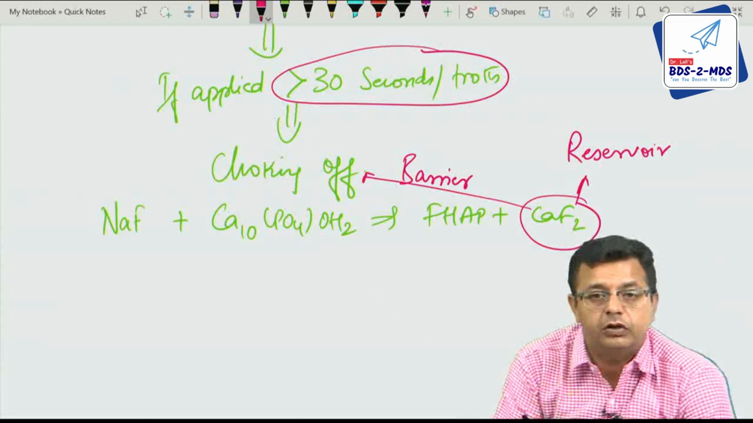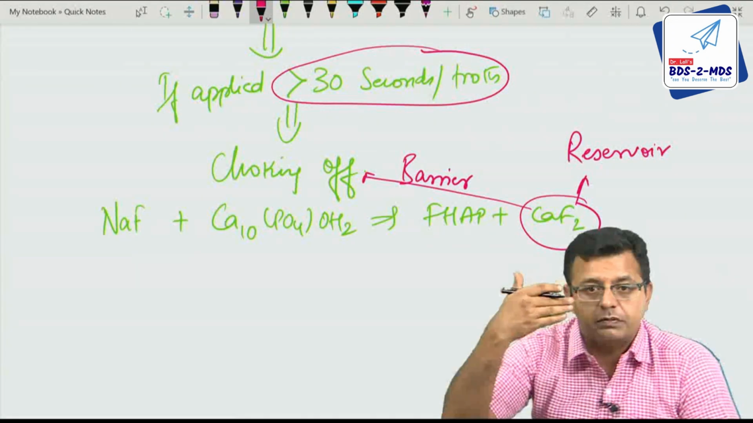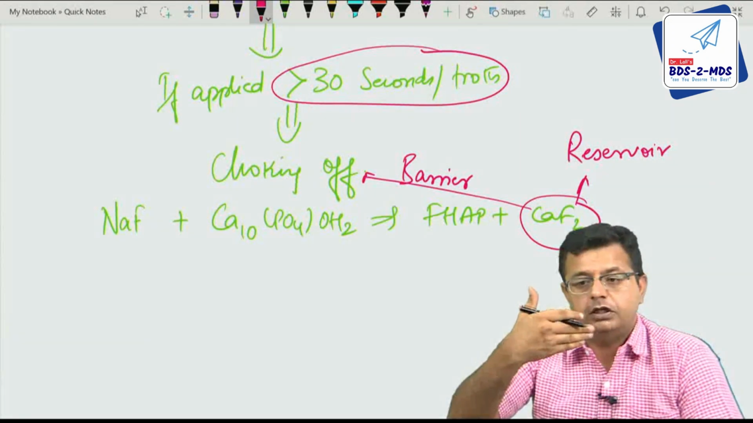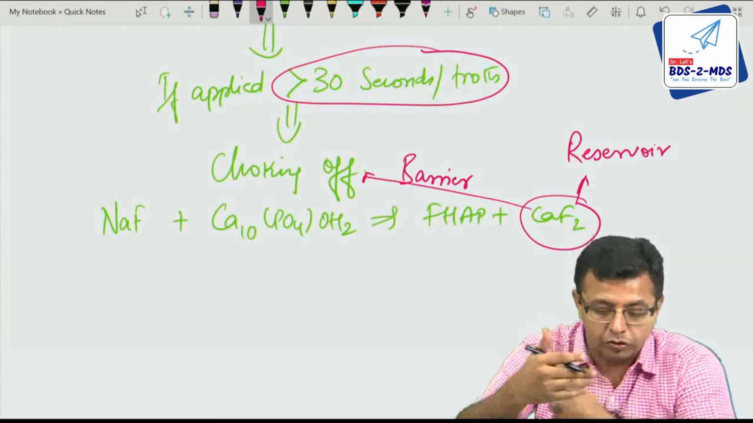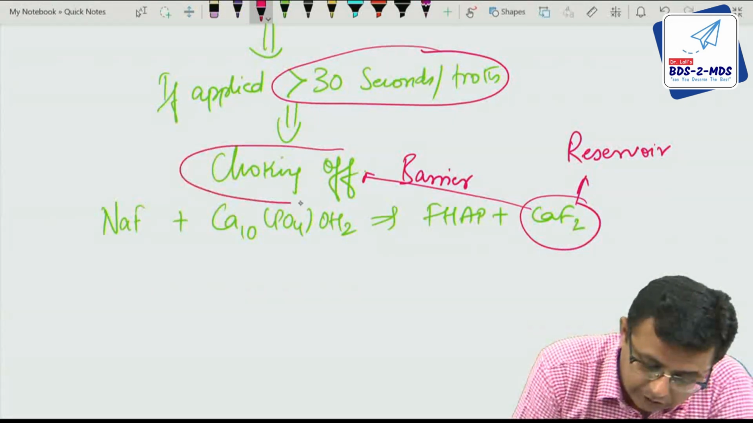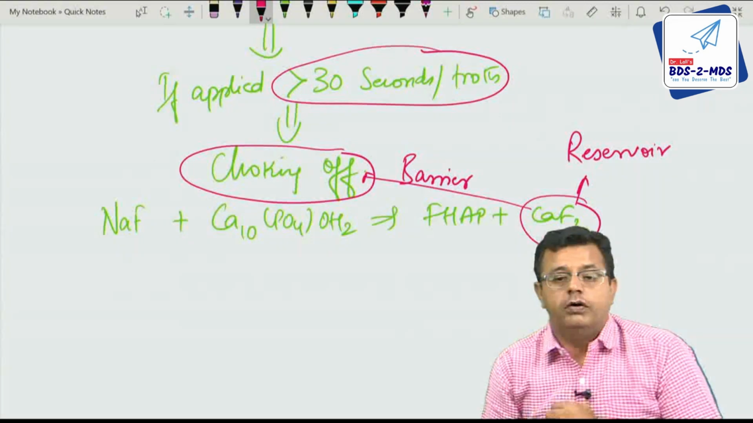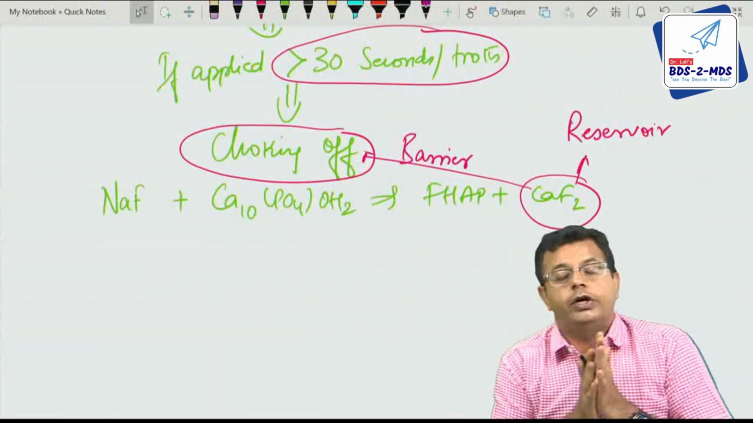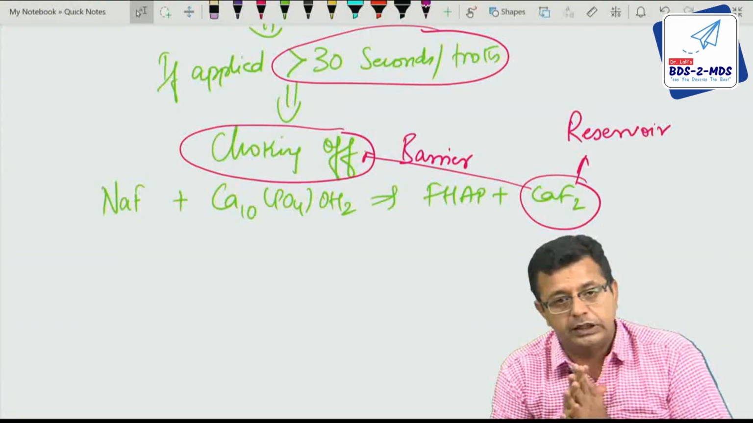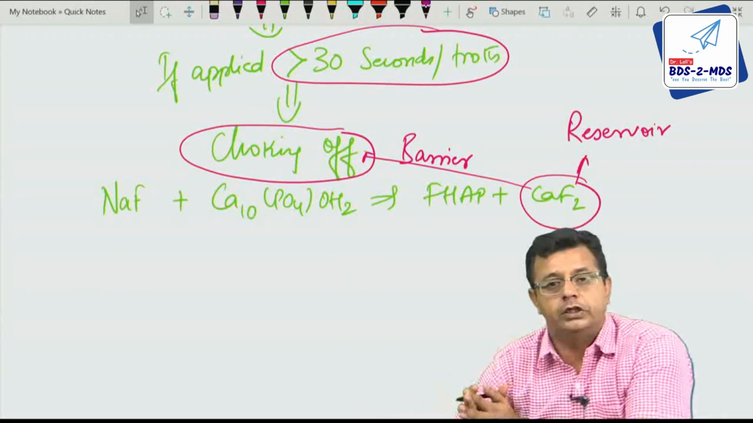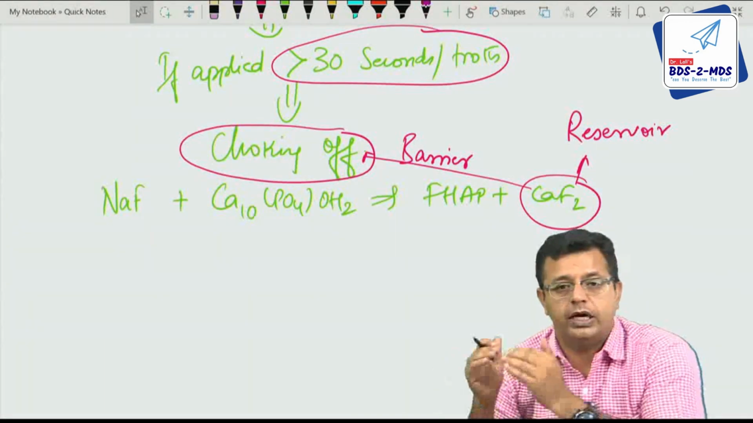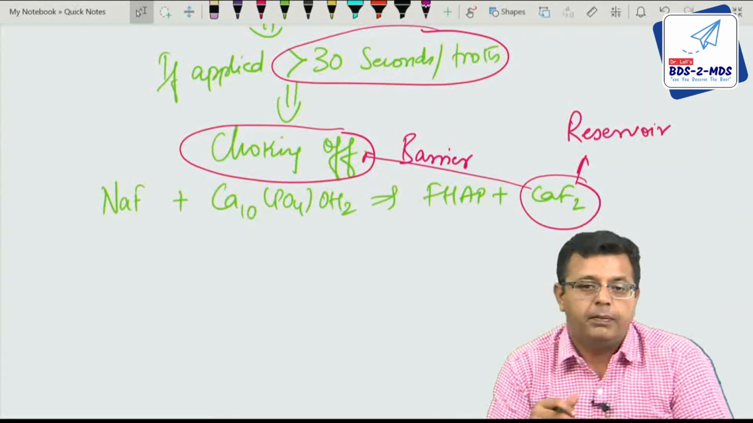Instead of acting as a reservoir, it starts acting as a barrier. This barrier will prevent further penetration of fluoride into the tooth, leading to a phenomenon called choking off. So please remember, sodium fluoride should not be applied for more than 15-20 seconds and should be allowed to dry for 4 minutes, because you want calcium fluoride to act as a reservoir and not as a barrier.